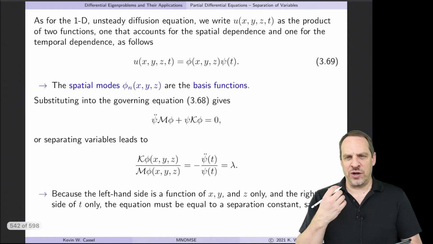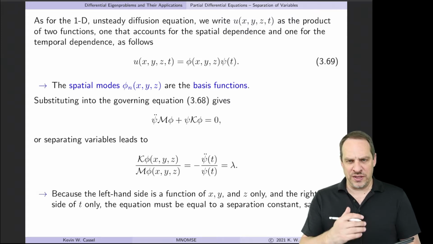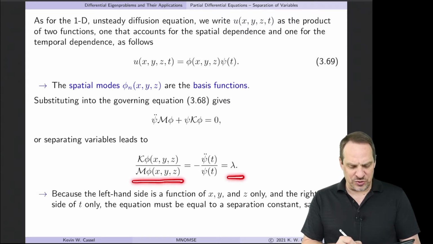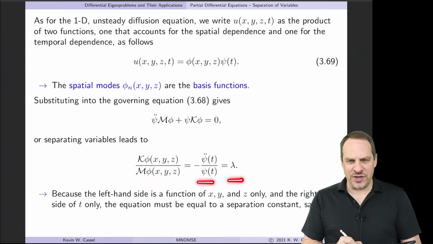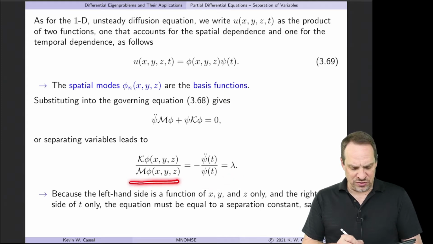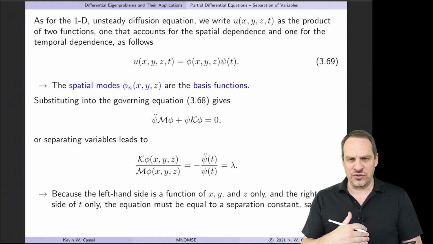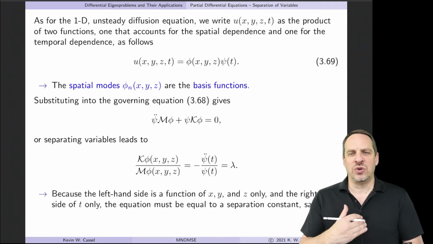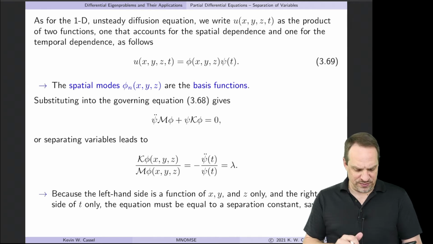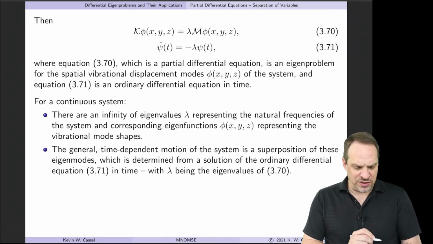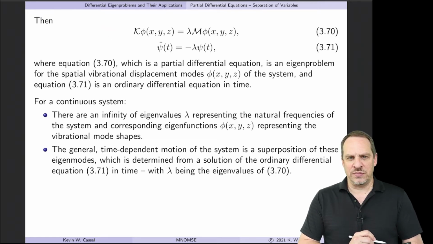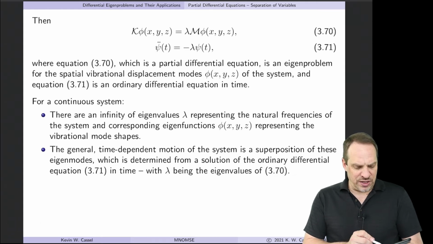That allows us to convert our one partial differential equation in both space and time into a differential equation for space and a separate differential equation for time. In this case, the time equation will be an ordinary differential equation, whereas the spatial equation could be ordinary if there's only one independent variable in space, say x, or partial if it's x, y, or x, y, and z. So we have those here. K phi is equal to lambda M phi. You can see clearly that that is a differential eigenproblem, but of a partial differential form. And then we have psi double dot is equal to minus lambda times psi, which is an ordinary differential equation.